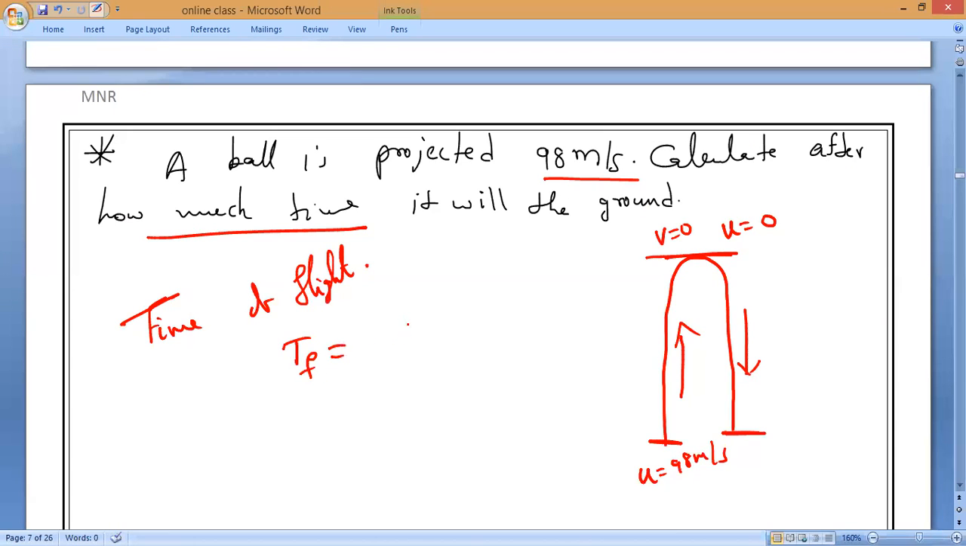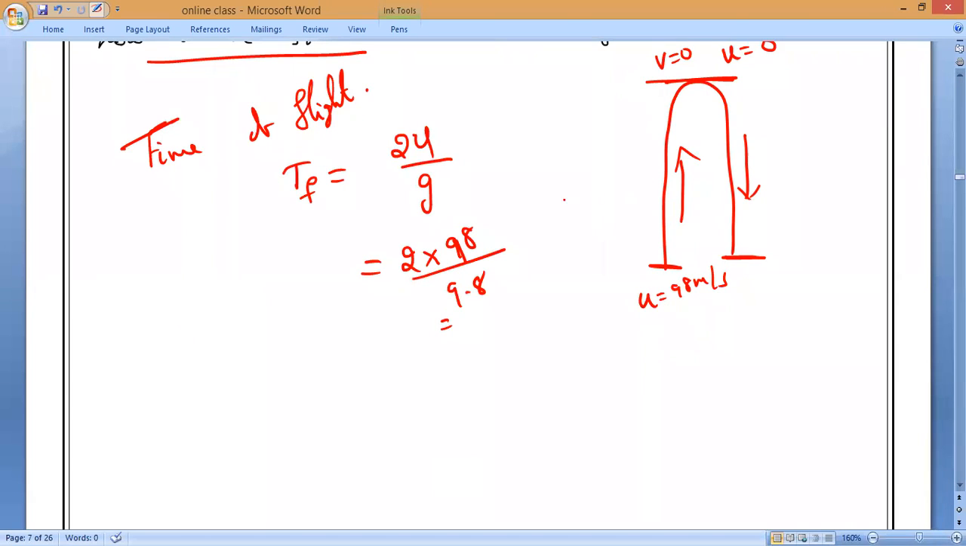TF is equal to 2U by G. Yes, 2U by G. 2 into 98 divided by 9.8. That is what it is. The G value you can take as 9.8 also. Let me take 9.8. So the G value is 9.8 meters per second squared.